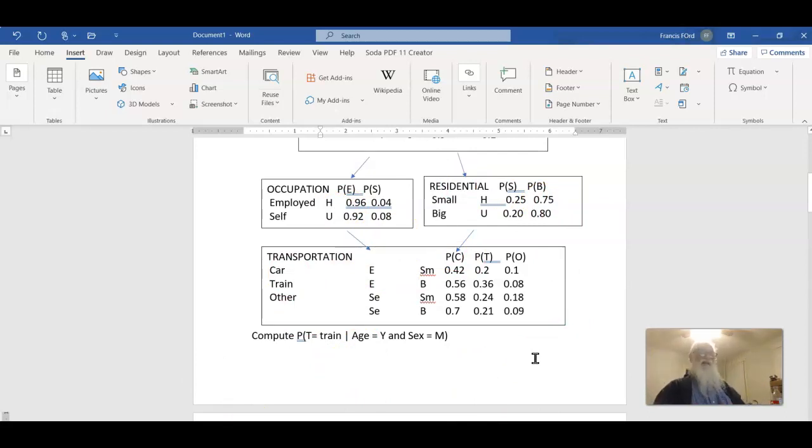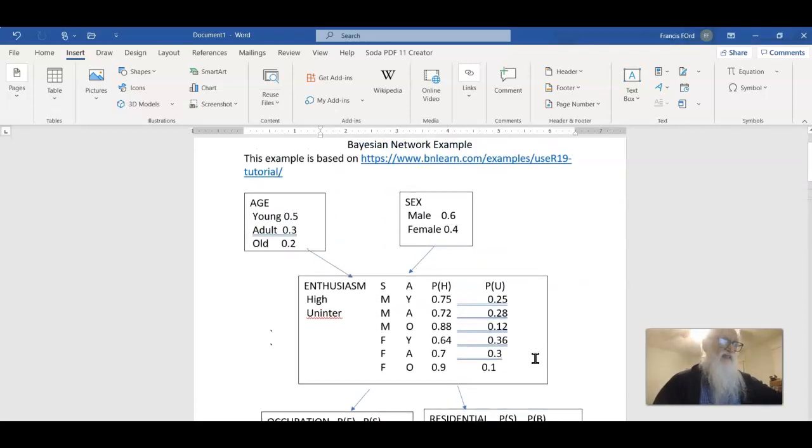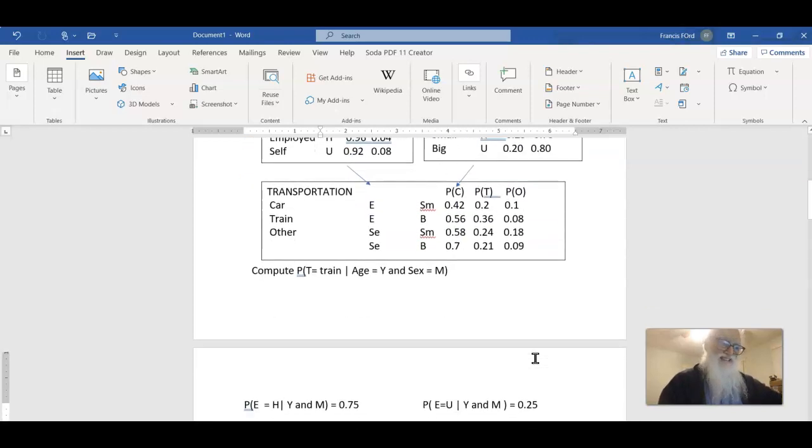So what I want to compute is, what is the chance you use a train if your age is young and your sex is male? Now, the train is dependent on the O and the R. The O and the R are dependent on enthusiasm. The enthusiasm is dependent on the age and the sex. So we have to unwind this in some sense.